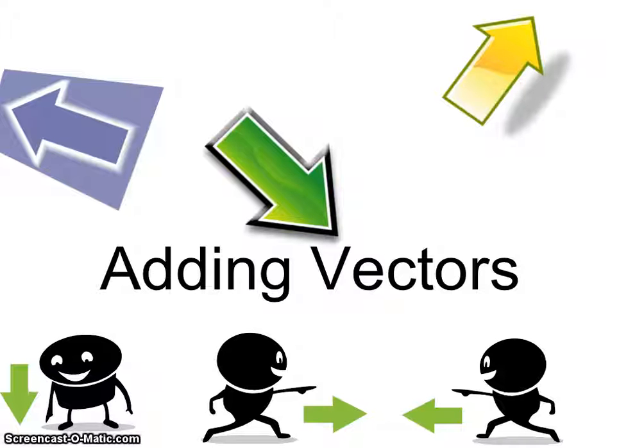Adding vectors. Now here on the title page you'll see that I have some arrows. A vector is an arrow, remember. The length of the line is the magnitude, meaning how much. And then you have your arrow part, which shows you the direction. So remember, vectors are magnitude and direction.